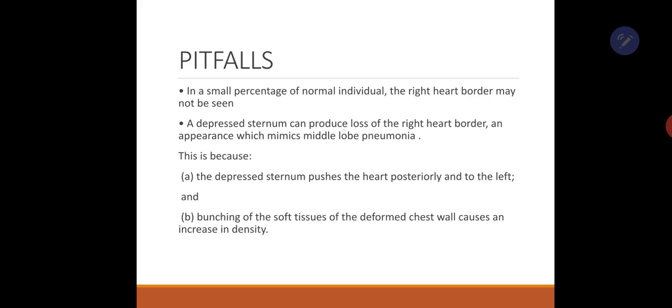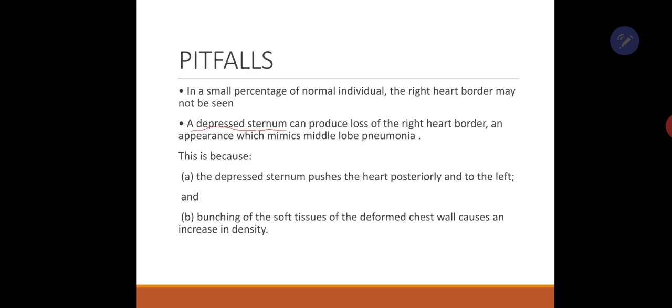A depressed sternum can produce loss of the right heart border, an appearance which mimics middle lobe pneumonia. So clinically, if you know the patient has a depressed sternum, on an X-ray it can produce a loss of the right heart border, mimicking middle lobe pneumonia. We may start thinking about middle lobe pneumonia in that patient, but the patient has no pneumonia. So keep in mind that a depressed sternum may cause loss of the right heart border.